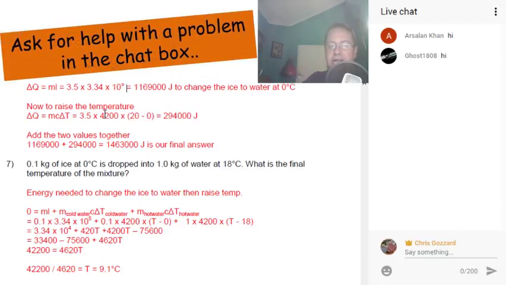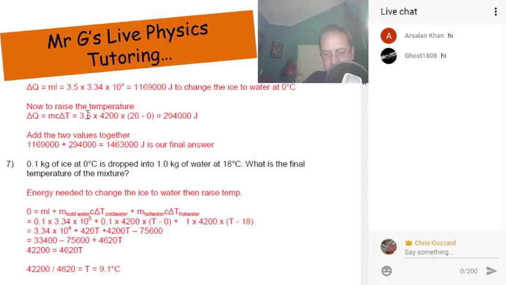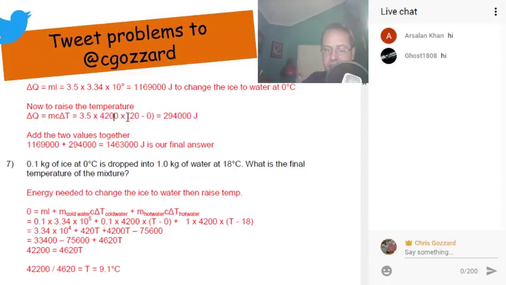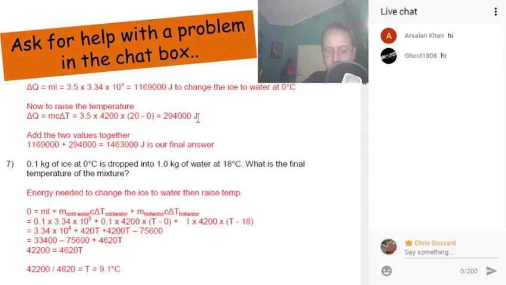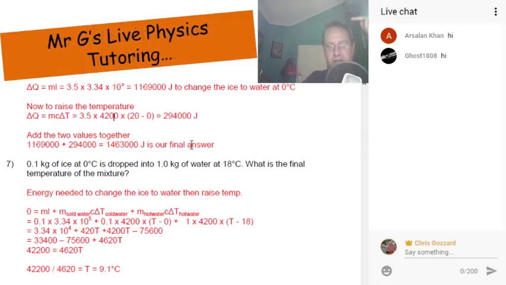Now what we need to do is raise the temperature from 0 to 20 degrees. So delta Q equals MC delta T. So we've got 3.5 kilograms times by the specific heat capacity of water, which is 4,200, times by 20. And we get 294,000 joules. So that was our raising the temperature up from 0 to 20.